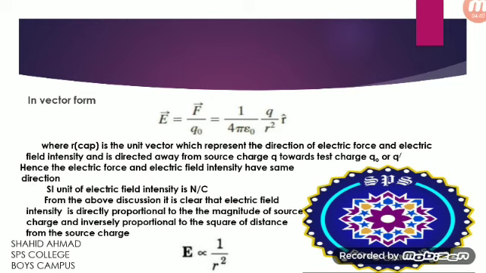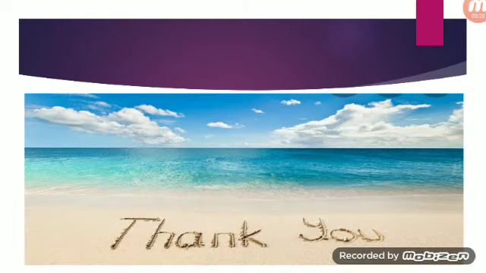From the above discussion, it is clear that electric field intensity is directly proportional to the magnitude of the source charge. Dear students, it should be kept in mind that here Q is the source charge. That is, electric field intensity depends upon the magnitude of the source charge, not on the test charge. And electric field intensity is inversely proportional to the square of the distance from the source charge. That is, it obeys the inverse square law. That is, E is inversely proportional to R square. Thank you so much.